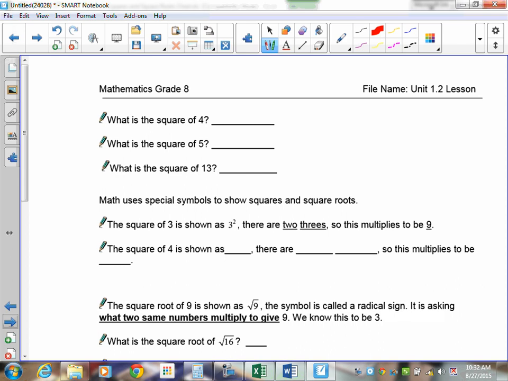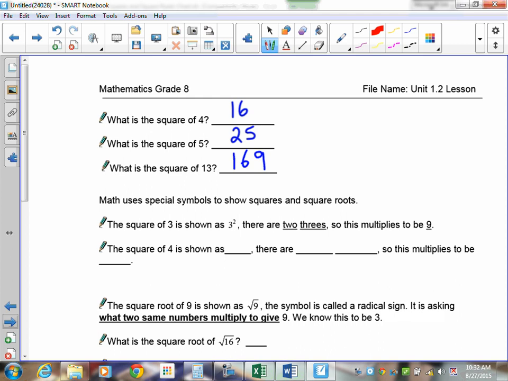Okay, now that you got that done, what is the square of 4? Well, 4 times 4 is 16. What is the square of 5? 5 times 5 is 25. What is the square of 13? Well, 13 times 13 is 169.